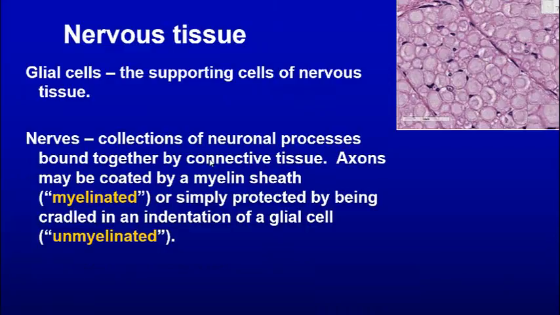Nerves are collections of neuronal processes bound together with connective tissue. So a nerve has got connective tissue surrounding the neuronal processes, which are the axons or the dendrites, and the myelin sheath that goes around it. Axons can be coated with myelin, and that would be myelinated axons. That's what we see right here.